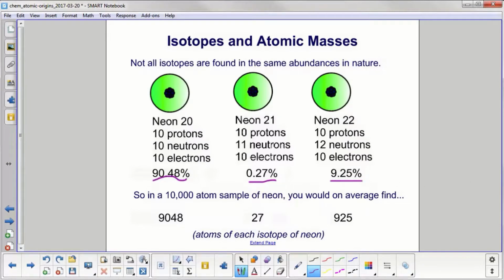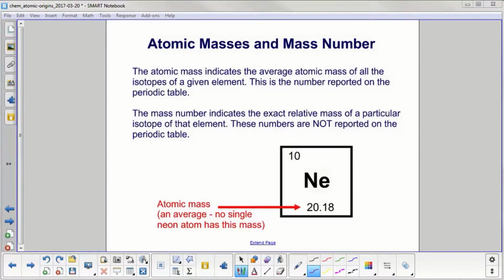So if you had 10,000 atoms of neon, you'd want, on average, and again this is just average, it can certainly vary between different populations, there'll be 9,048 neon 20s, 27 neon 21s, and 925 atoms of neon 22. The atomic mass listed on the periodic table indicates the average atomic mass of all of the isotopes. So right here, the weighted average for all of the neon isotopes is 20.18.